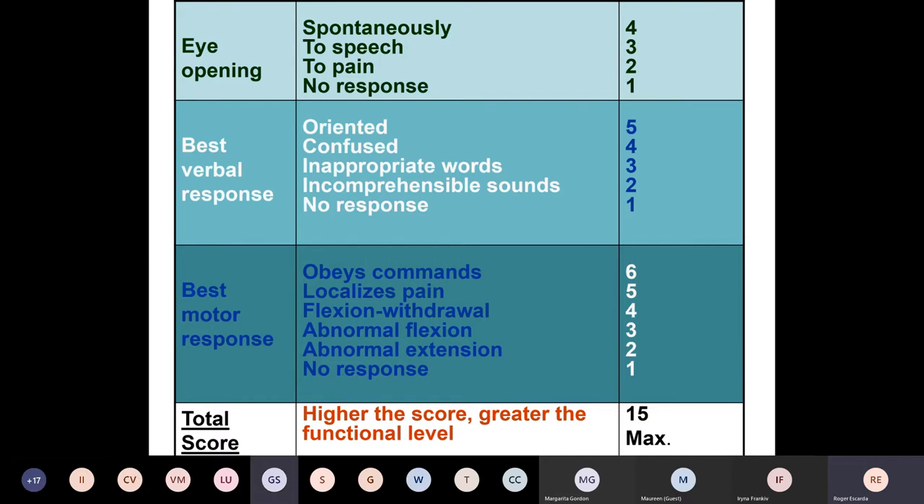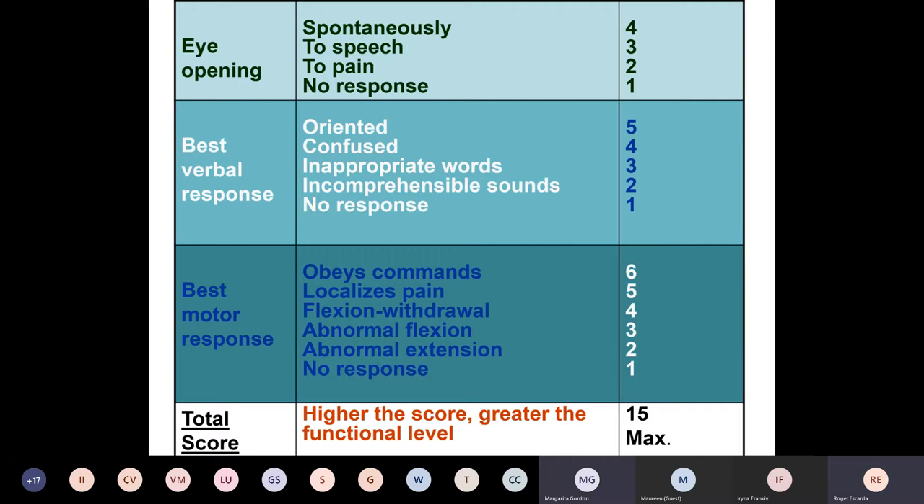So you don't score the side that is obviously weak or paralyzed. If they obey commands, this is motor, so you ask them to do something. Okay, blink your eyes please 3 times. If they're able to do that, then that's a 6.